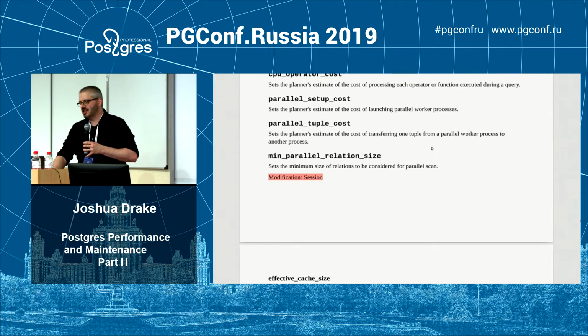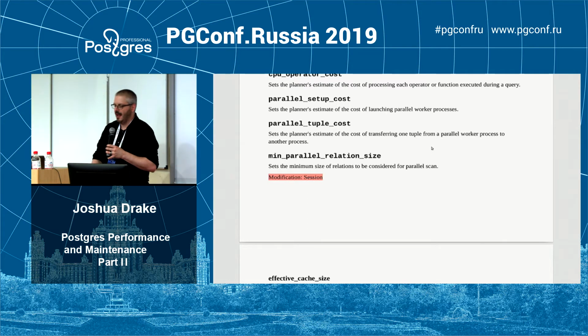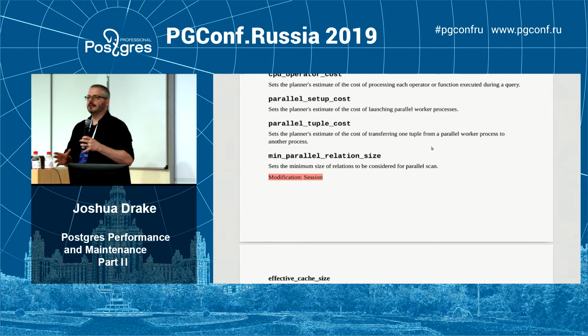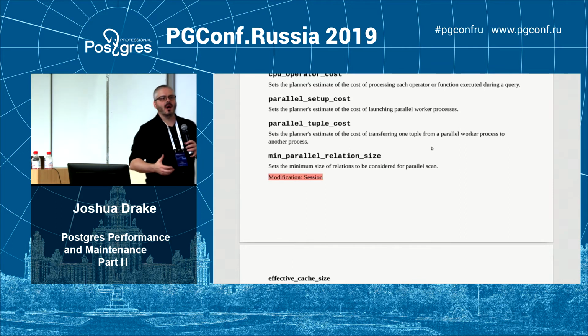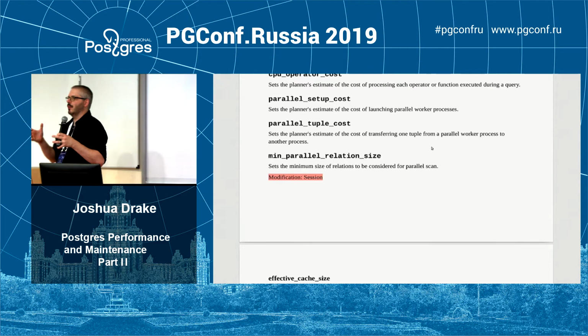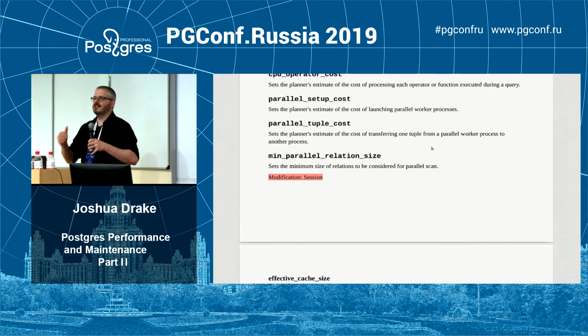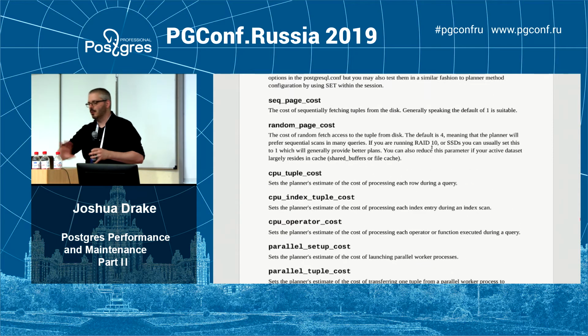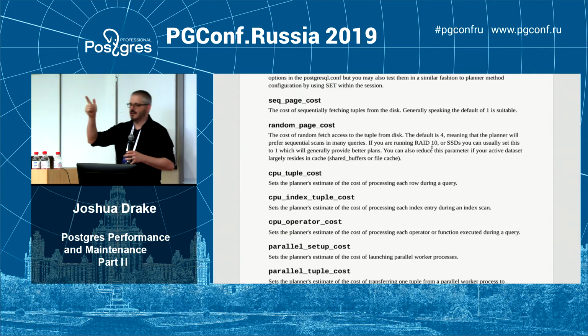Min parallel relation size sets the minimum size of relations to be considered for parallel scan. I don't remember what the default is. All of these are literally, you've got to test them. There's no good parameter. It's not like shared buffers where I can say to you, here's a general grouping of ideas of how to correctly set shared buffers. These are different than that. What I can tell you is, like I said, if you've got any reasonable I/O, the first two, seq page and random page, make them the same.